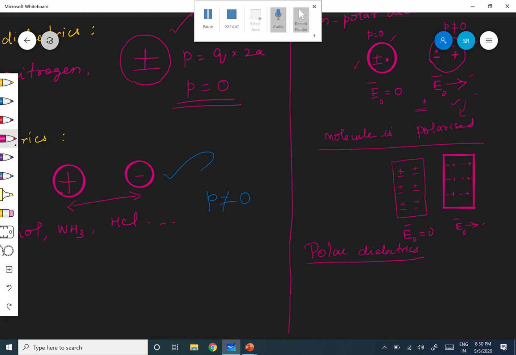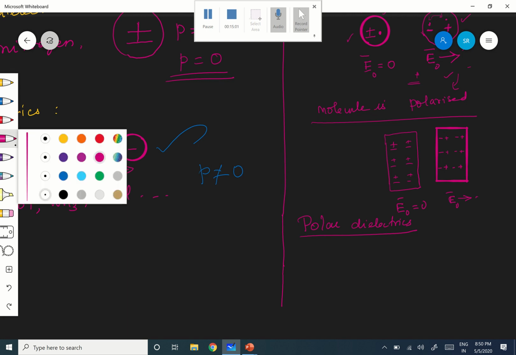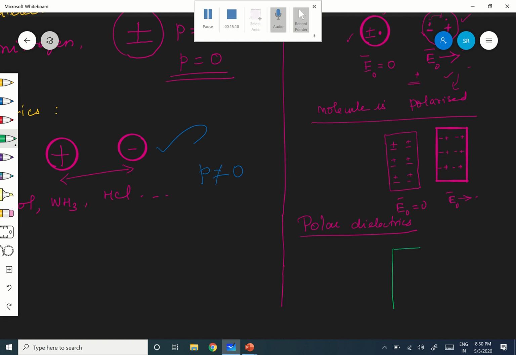See, these are at normal condition, that is, I am not applying any electric field. Let me use some other color to differentiate. Okay, fine. This is the polar dielectric, when E naught is equal to 0.